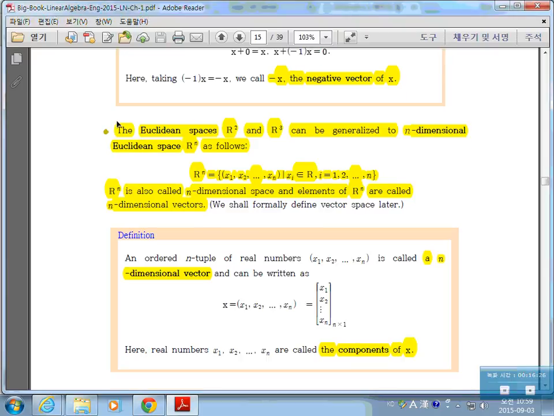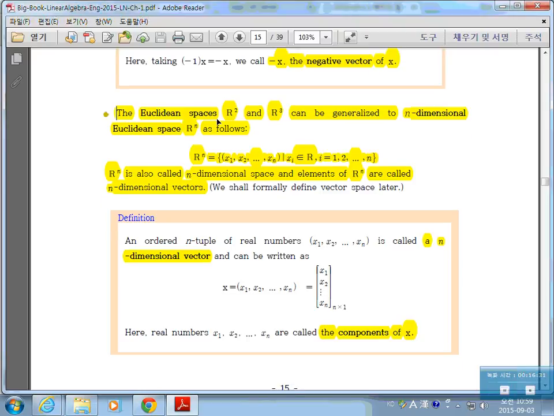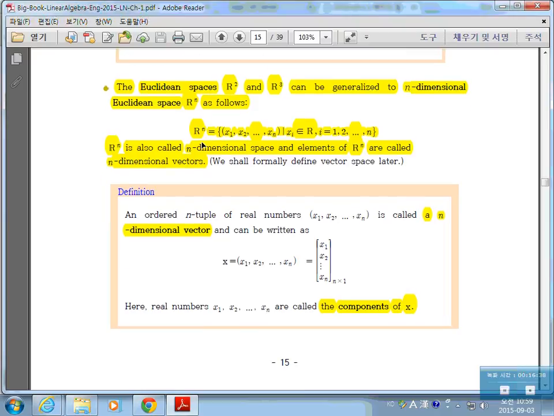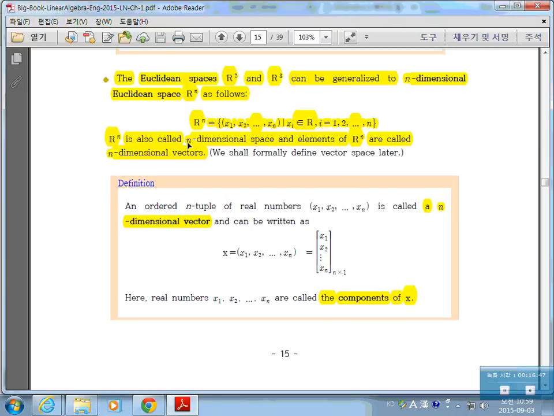Now we expand this concept to the n-dimensional space Rn. The Euclidean spaces R2 and R3 can be generalized to the n-dimensional Euclidean space Rn as follows. Rn stands for the set of all vectors with n components like this. Rn is also called the n-dimensional space, and the elements of Rn are called n-dimensional vectors.